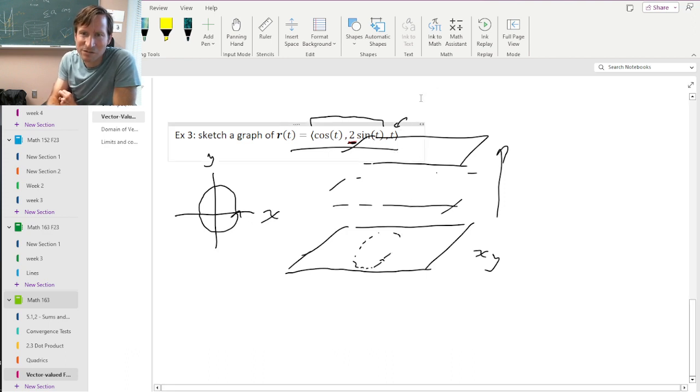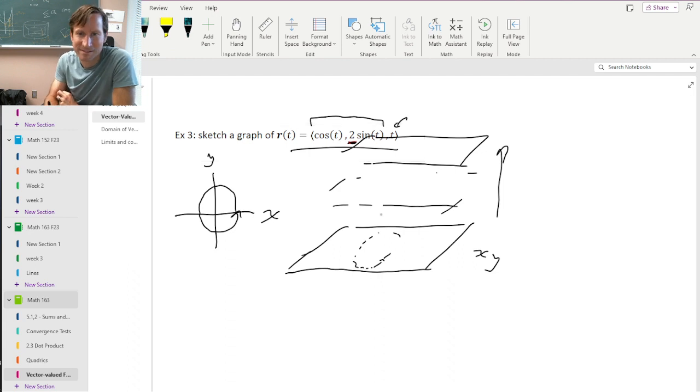Okay, so a little bit of a drawing fail. Oh, OneNote decided I was trying to erase something. That's not what I was trying to do.